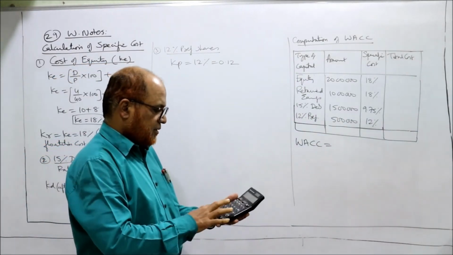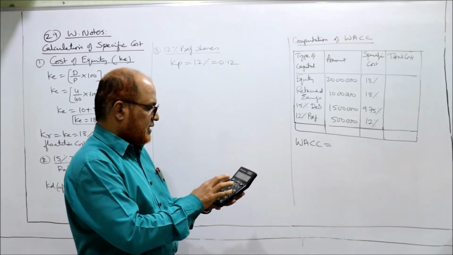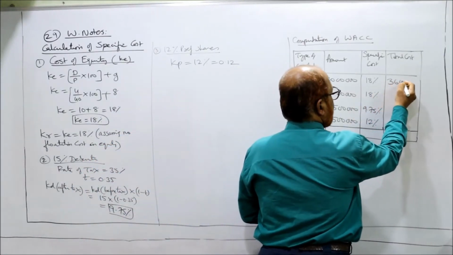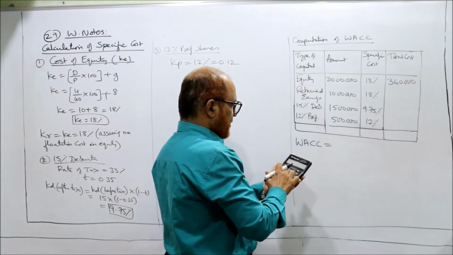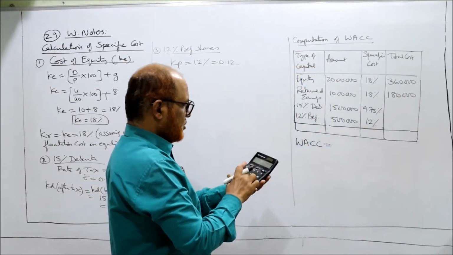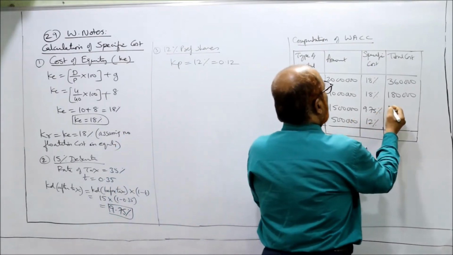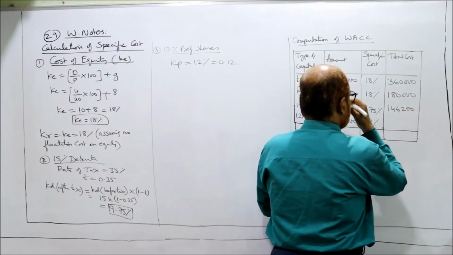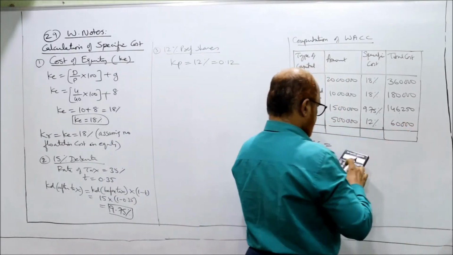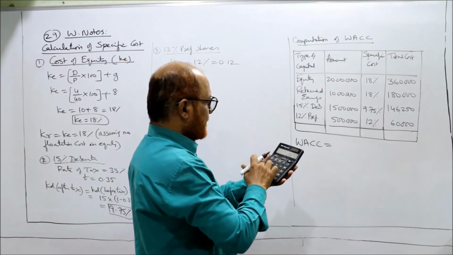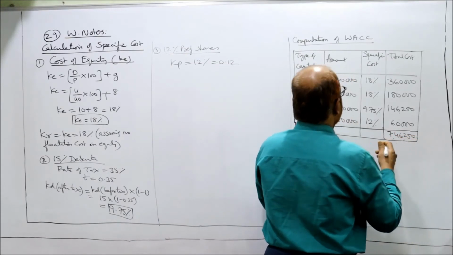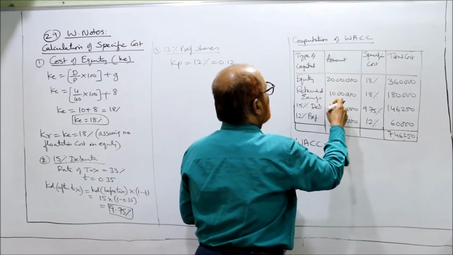Now we calculate. 20 lakhs into 18%, 3,60,000. Similarly, 10 lakh into 18%, 1,80,000. Similarly, 15 lakh into 9.75%, 1,46,250. 5 lakh into 12%, 60,000. Plus 1,46,250 plus 1,80,000 plus 3,60,000, 7,46,250. And this total is 20, 30, 40, 50 lakhs.